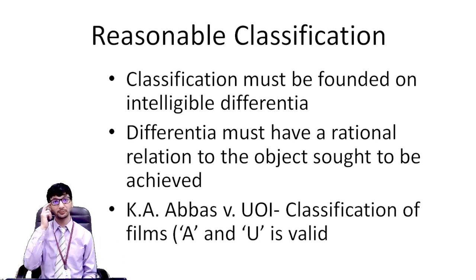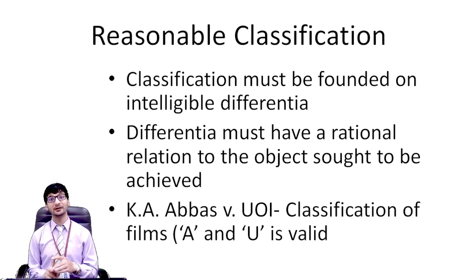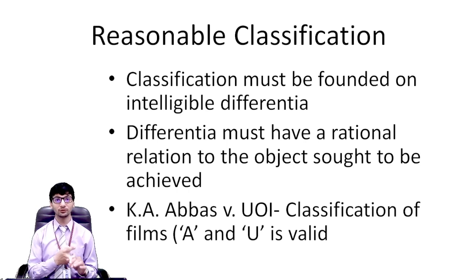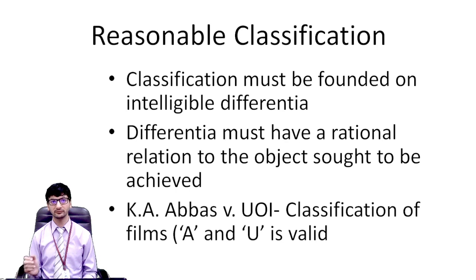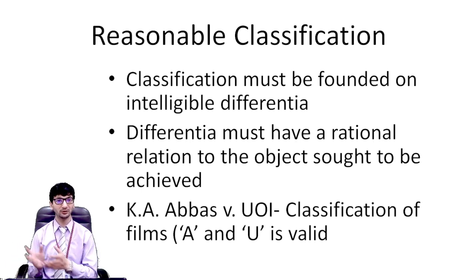What happened over here? The censorship certificate provided by the censorship board in India was questioned in K.A. Abbas versus Union of India. There are two kinds of certificates. It is like general knowledge for everyone: your U certificate and A certificate. A certificate is provided to those feature films which are to be seen only under adult supervision. Very easy, a very well known concept. And second, U certificate: everybody can watch that kind of live streaming or movie or whatever it may be.